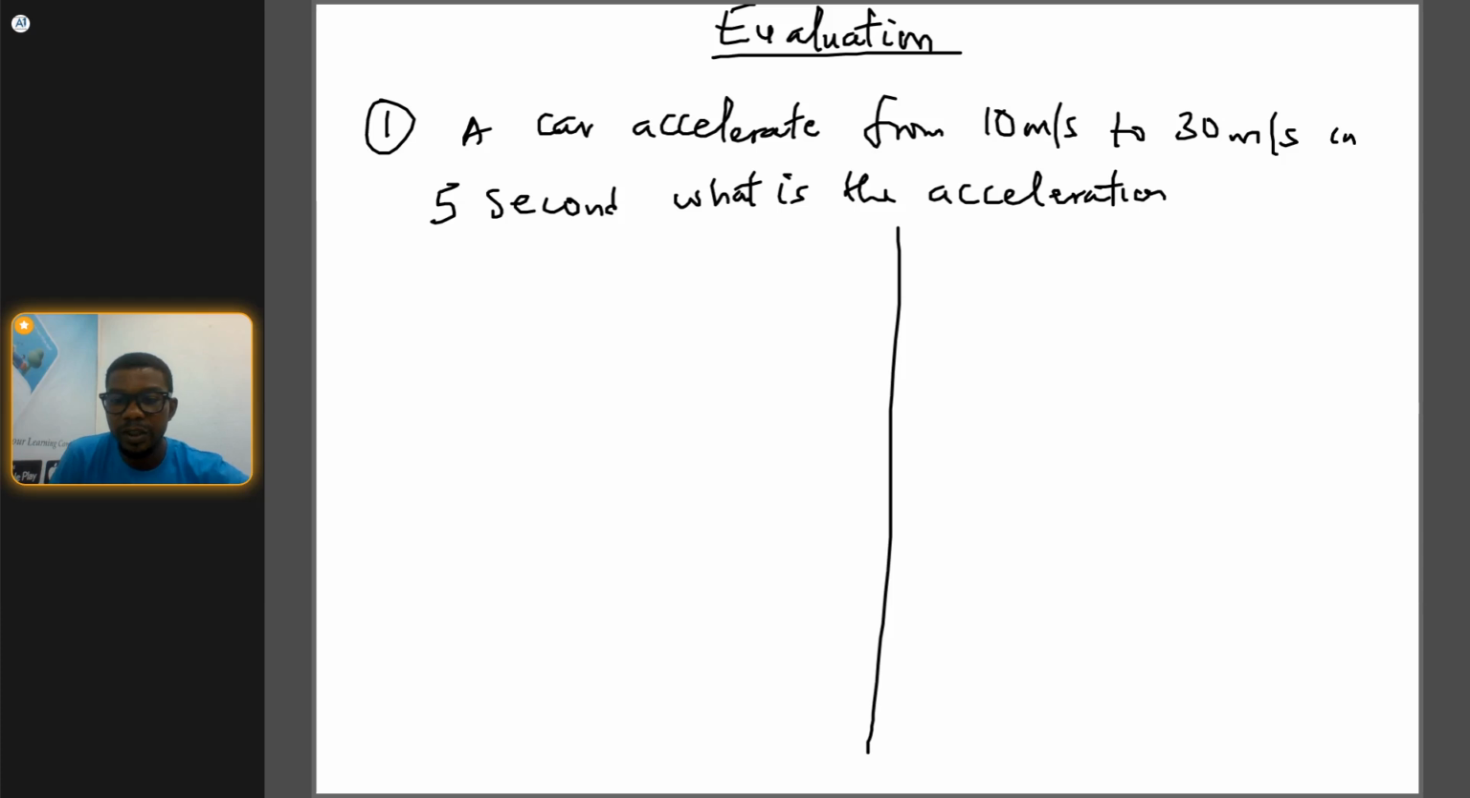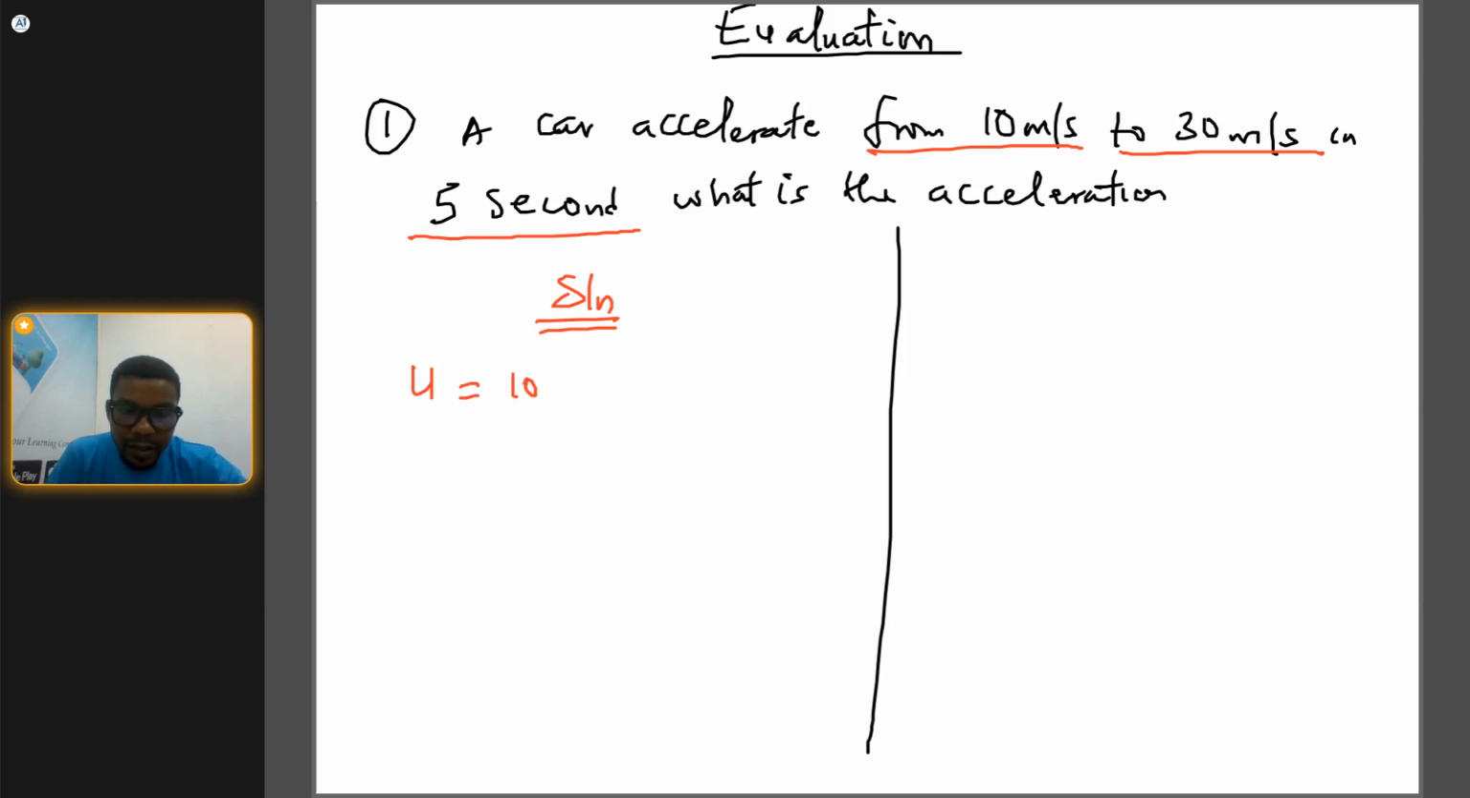Now let's look at this question together. First, you need to underline your parameters. We are given from this to this, in what time? In 5 seconds. So if you are going to solve this, you are going to write out parameters. The car started the journey from 10 meters per second, and that is considered to be the initial velocity, represented by U.